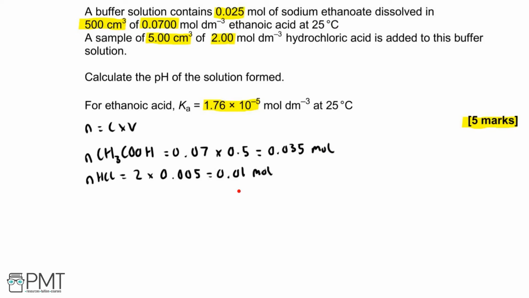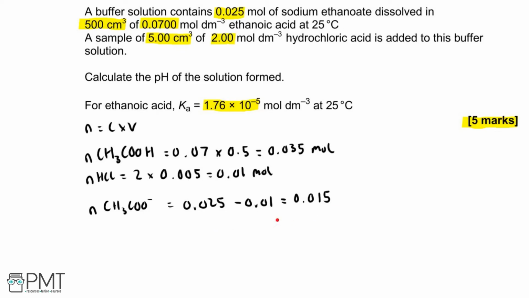So our moles of ethanoate, that's CH3COO-, which are going to be left, is equal to 0.025 minus 0.01, as we are going to have 0.01 moles of it reacting to neutralize the hydrogen ions that have been introduced, reacting with them to remove them from the solution. So we are going to end up with 0.015 moles of our ethanoate ions remaining.